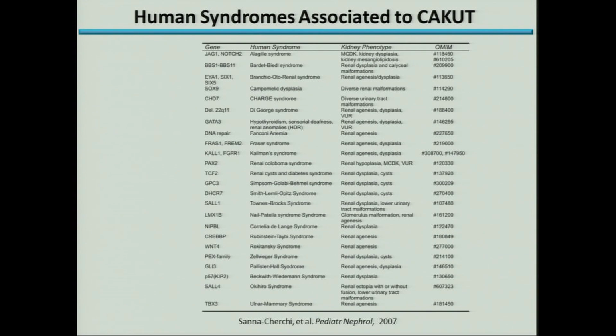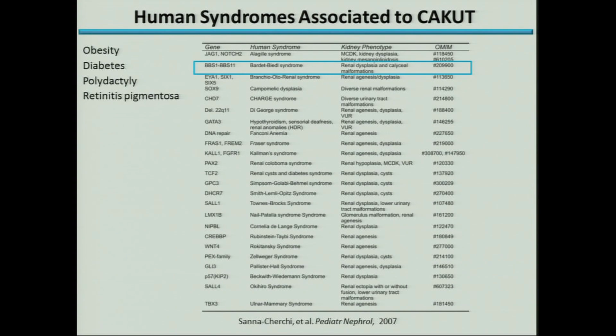So, different human syndromes associated with CAKUT. One that may be familiar to everyone here is Bardet-Biedl syndrome, where patients have obesity, diabetes, and can have polydactyly and retinitis pigmentosa, with their kidney phenotype being renal dysplasia and other calyceal malformations. There have been about 12 genes named from BBS1 to BBS12 that have so far been identified in the literature.